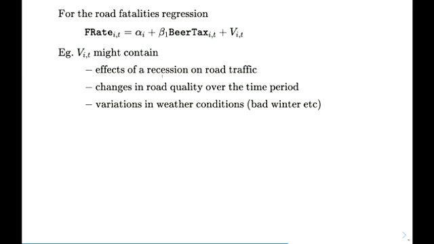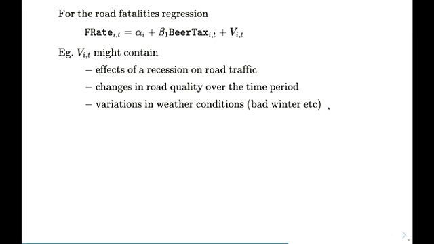And I guess recessions hit different states differentially as well. So we would imagine that this could be a state variable effect. Other ones as well, changes in road quality over the time period. Different states have different levels of road construction going on over time, and some of that might be funded with beer taxes. So you could make an argument that that's another plausible omitted variable.